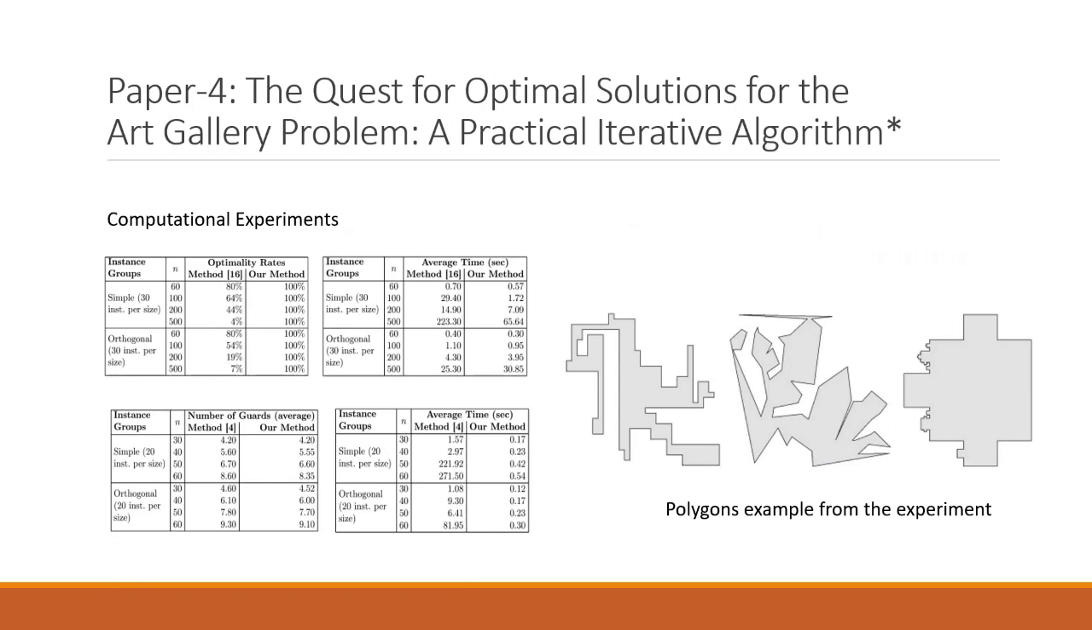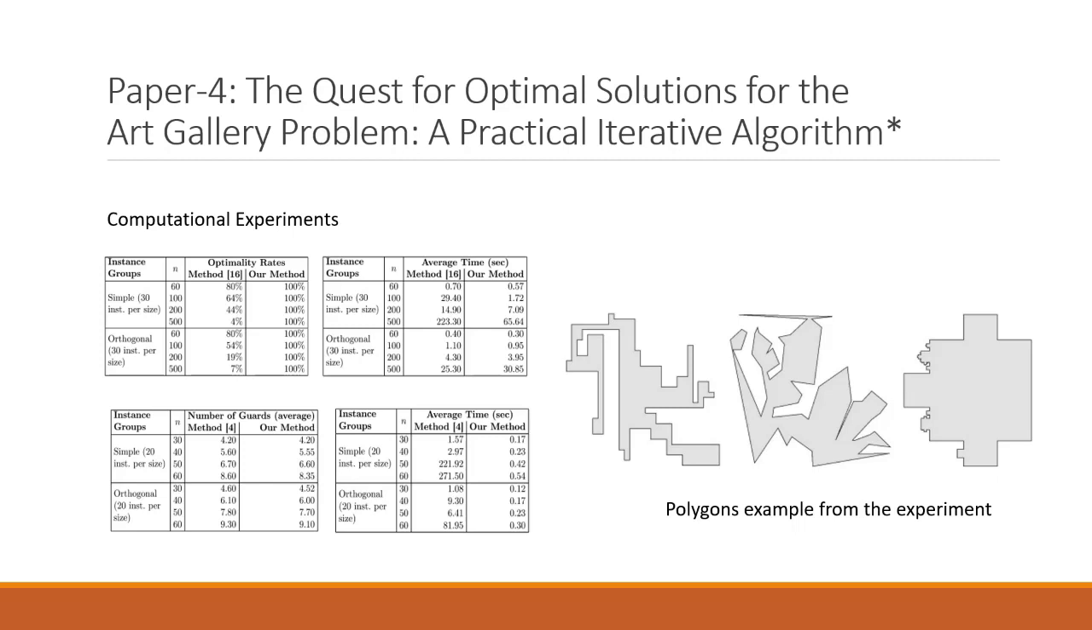So for this research, the computational experiments were done on 1440 different polygons. In the table, optimality rate, average time taken by the algorithm to run, and the number of minimum guards were compared for the given algorithm and other prior algorithms from other researchers. It can be clearly seen that the proposed method in this paper gives better results on all computational aspects.